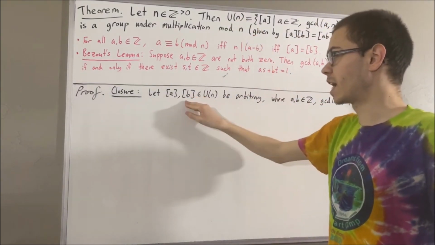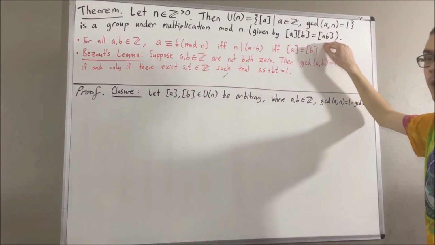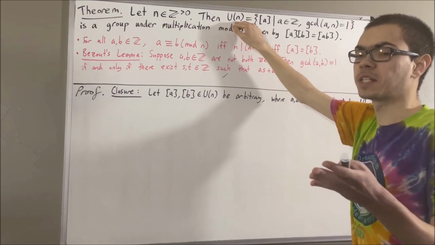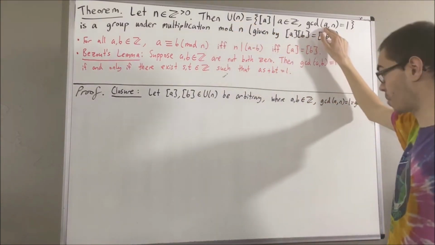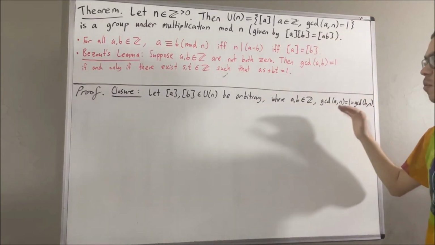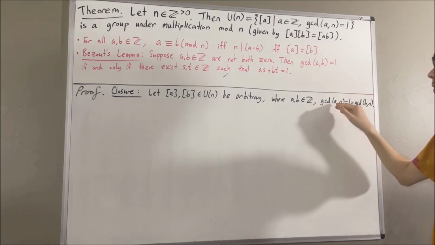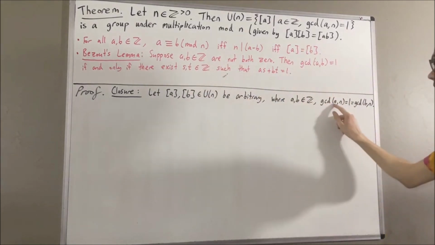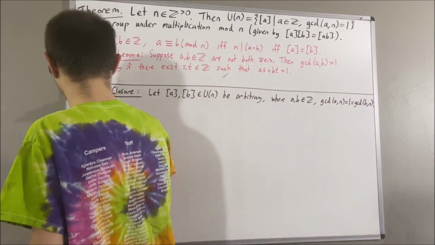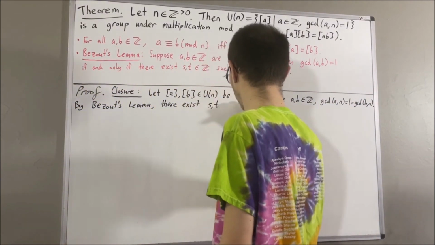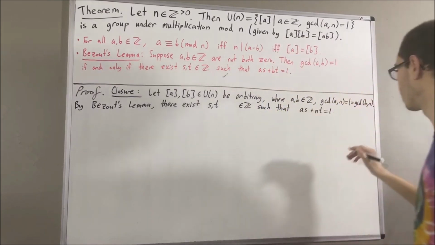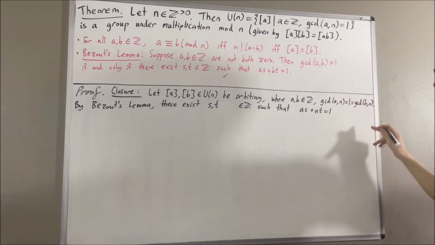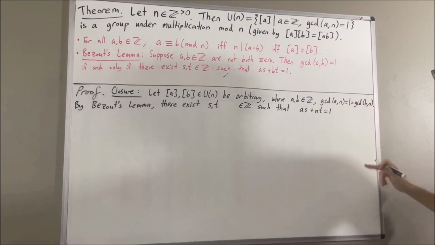Well, we know that the equivalence class of a times the equivalence class of b is equal to the equivalence class of ab. So really, we want to show that the equivalence class of ab is an element of U(n). And to show that, we would like to verify that the greatest common divisor of ab and n is equal to 1. To see how we can arrive at that, let's first note, since the greatest common divisor of a and n is equal to 1, then by Bézout's lemma, there exist integers s and t such that as plus nt is equal to 1. And also, since the greatest common divisor of b and n is equal to 1, there exist integers u and v such that bu plus nv is equal to 1.